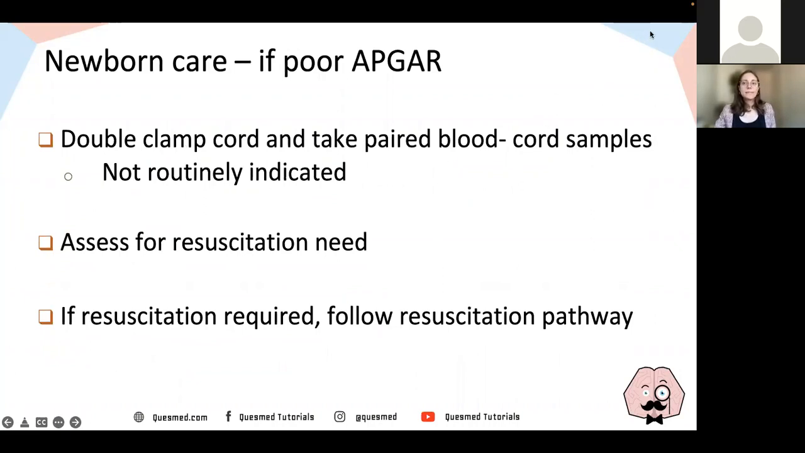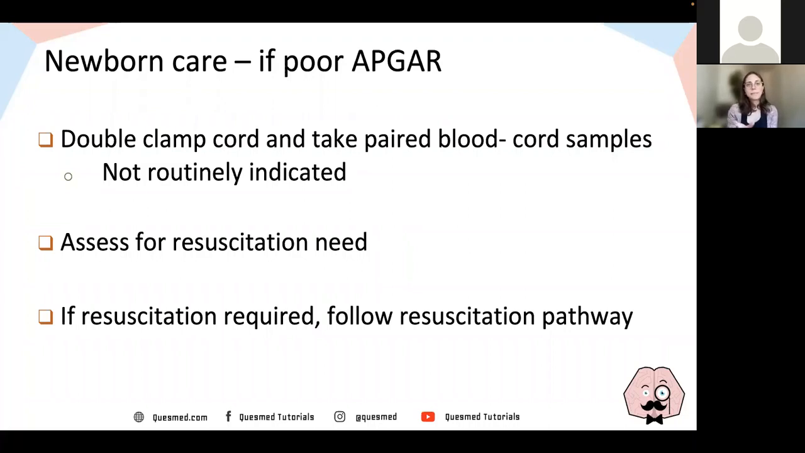Now, if the baby's APGAR score, like I mentioned, is below 7, so something that's not quite right, there are a few other things that you might want to consider. There's a series of conditions for which you'd want to take paired cord samples. I'll explain what that is in a minute. It depends a little bit from trust to trust, but bear in mind, poor APGAR is one of the requirements, but there are lots of other things, like if the baby's had some meconium, if there was any query about sepsis, or if you've had to take fetal blood sampling beforehand. There are various reasons why you'd want to do this test.